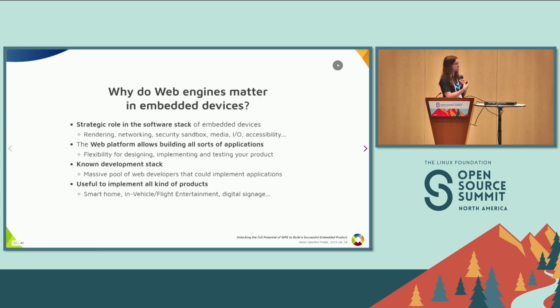So now, coming to the original question of this section: why is this important for embedded devices? First of all, a web engine is a very complex piece of software. I like to think of it as an operating system on top of another operating system, because it has to deal with many things like rendering, networking, security, accessibility, many things that you would consider from an operating system. This is very complex, but this complexity gives it a strategic role in the whole software stack. And with this strategic role, you can think of building all sorts of applications. This gives you terrific flexibility to design, implement, or test your applications.